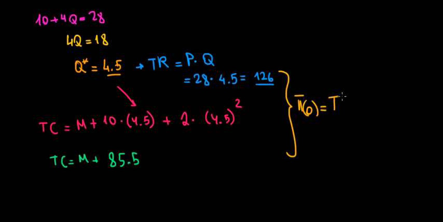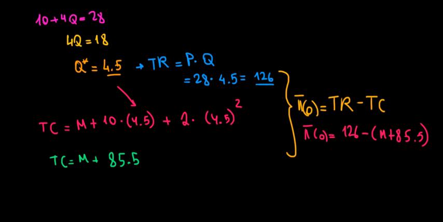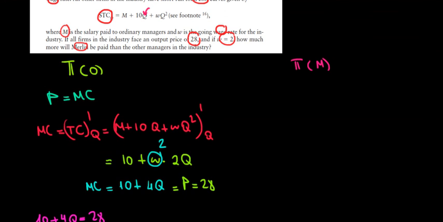So the profit of an ordinary manager is going to be the total revenue minus total cost when we hire the ordinary manager. So that specific profit is going to be the difference between 126 minus M plus 85.5. If we open the brackets, we will find out that the profit by hiring an ordinary manager is equal to 40.5 minus M. So that's going to be the profit when hiring an ordinary manager. Let's leave it like that for this video. In the next video, we're going to solve the case if we hire Merlin.